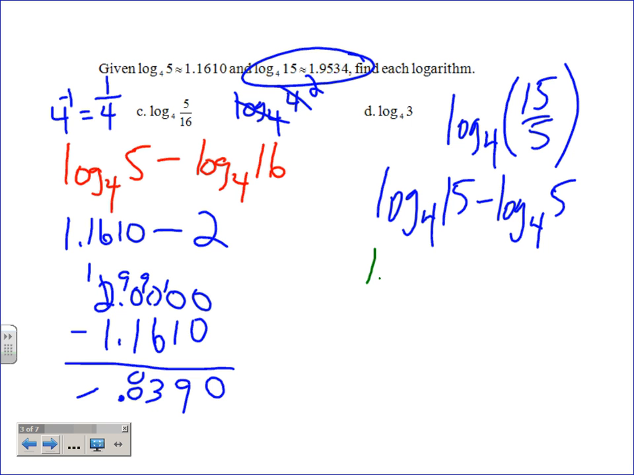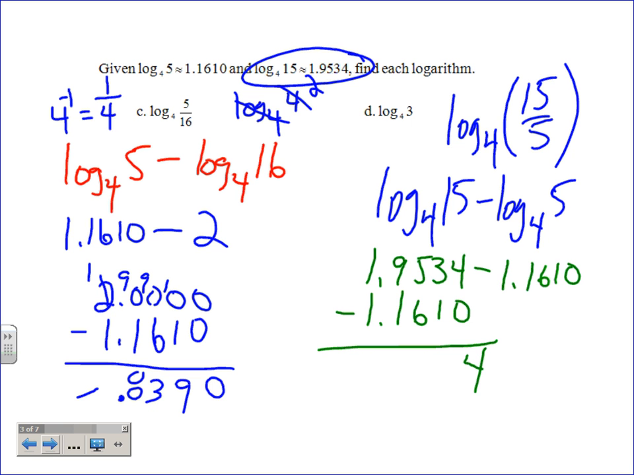And this one is 1.9534 according to our little table up there. And this one is 1.1610. Hey, I wrote it right that time. 4, 2, oop, gotta borrow. 9, 7. Does that make sense that that answer is less than 1?